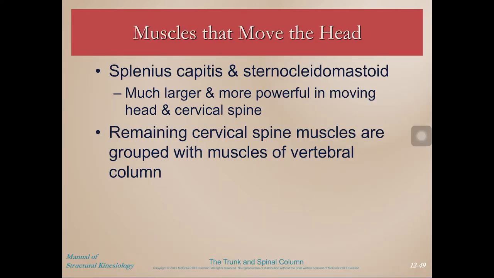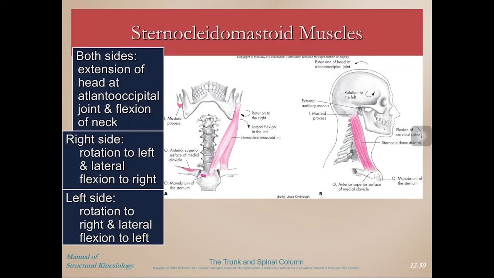Okay, so splenius capitis and sternocleidomastoid, these are larger muscles. And they are more powerful in moving the cervical head and spine. So let's take a look at them. Here is sternocleidomastoid. Not only is it a mouthful, its name is actually very descriptive. It originates on the sternum and the clavicle, in the midpoint between those two, as well as up here on the mastoid process, hence the name sternocleido from clavicle, and then mastoid.